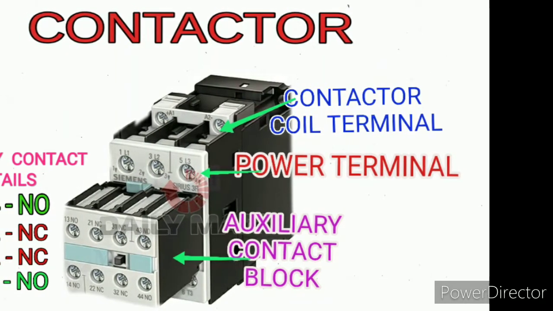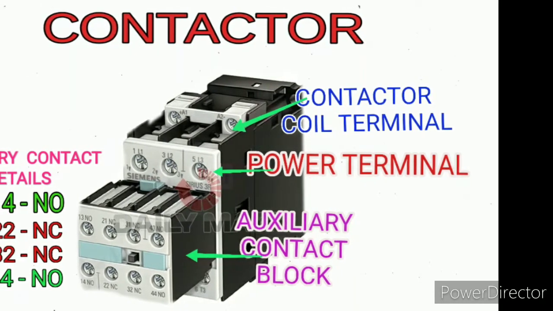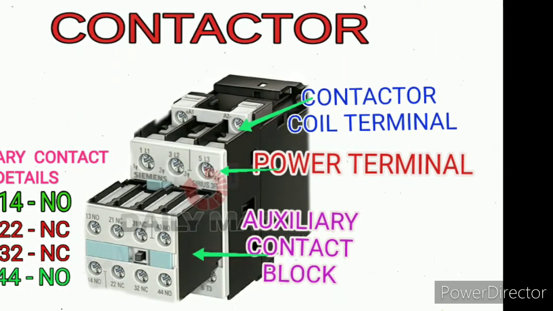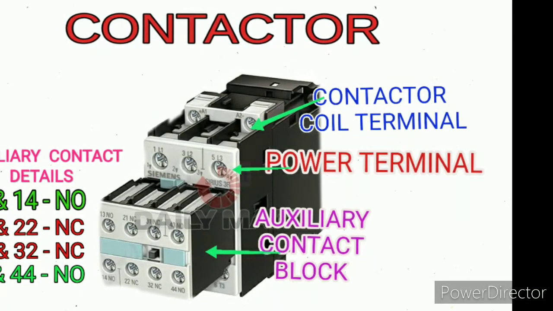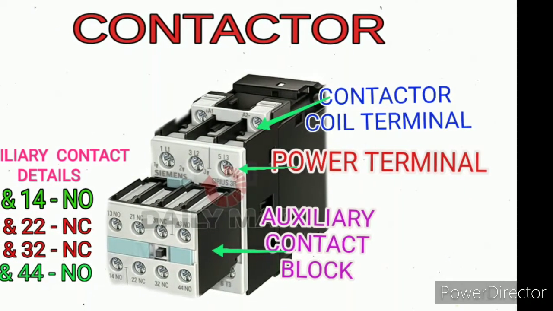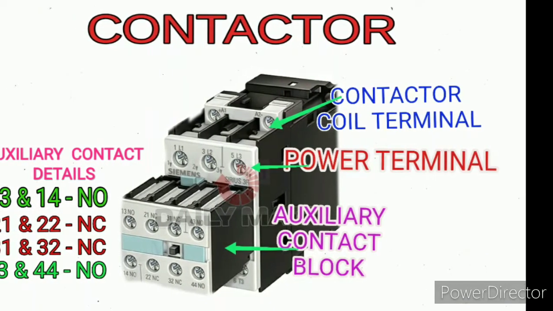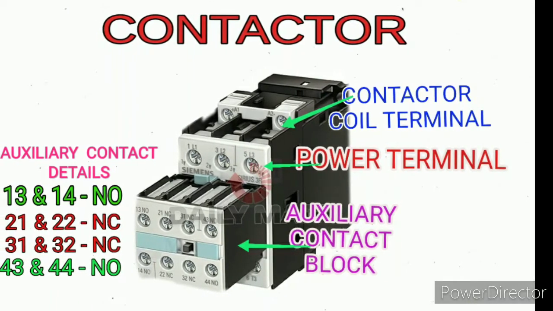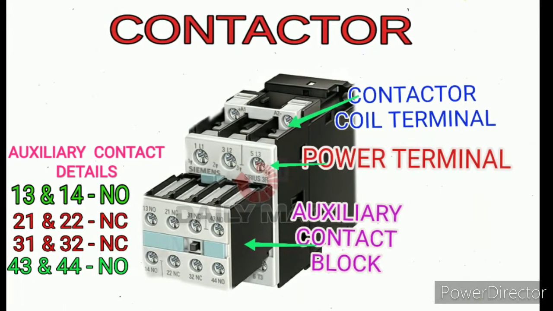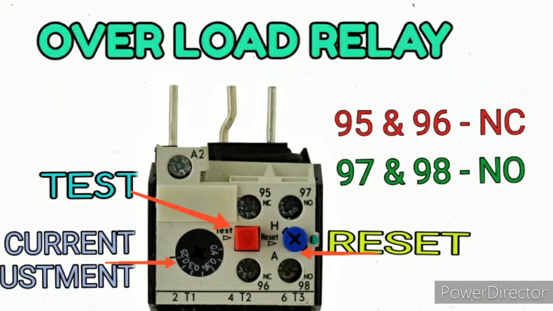This picture shows the contactor, coil terminal, power terminal and auxiliary contact block. That auxiliary contact block has 4 auxiliary contacts, 2 NO and 2 NC. Here I have given the terminal numbering details: 13 and 14 NO, 21 22 NC, 31 32 NC, 43 and 44 NO.